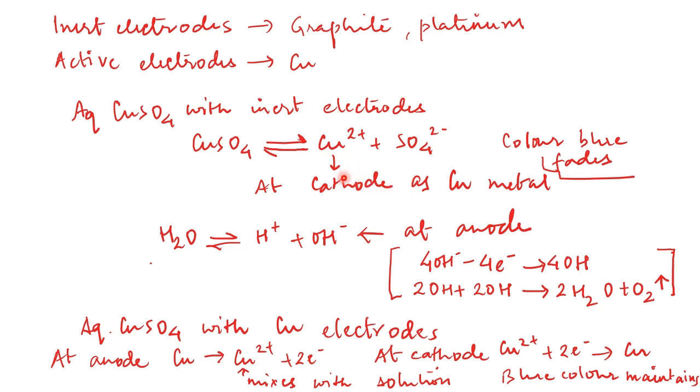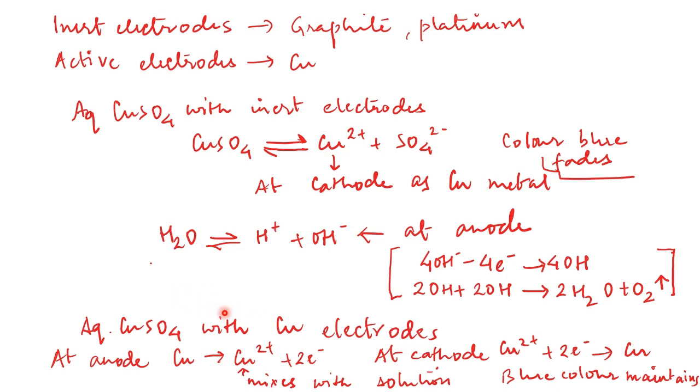Copper ions are less reactive than hydrogen ions, and therefore they deposit as copper metal on the cathode, while hydroxide ions are less reactive than sulfate, and therefore they go to the anode and are released as oxygen gas. This is the reaction that you have to follow.